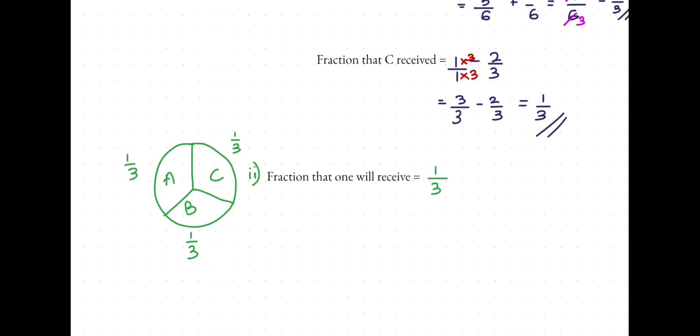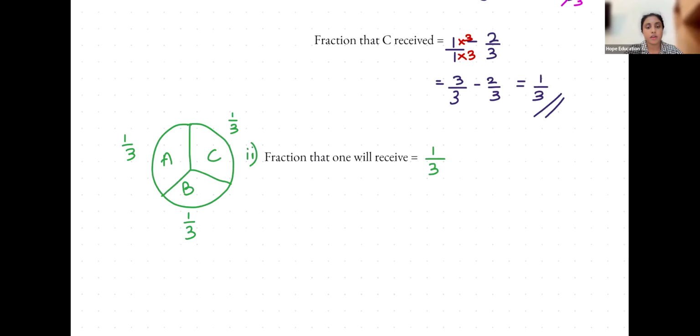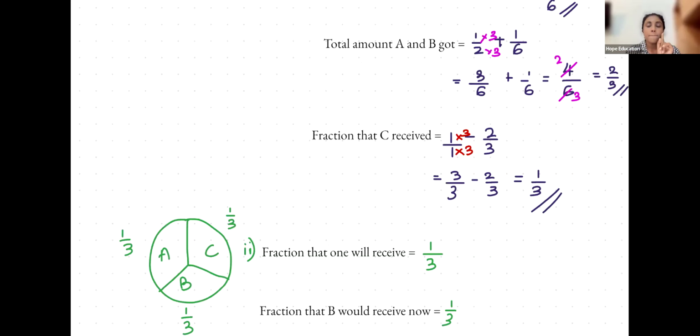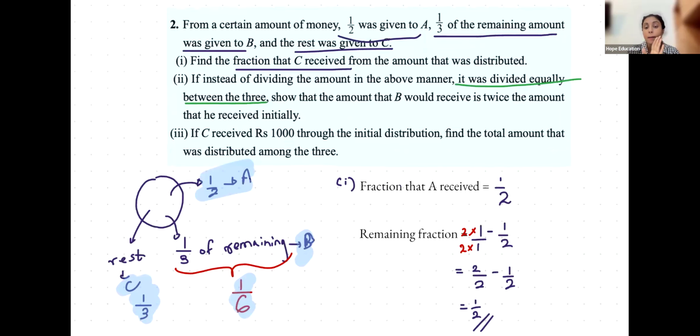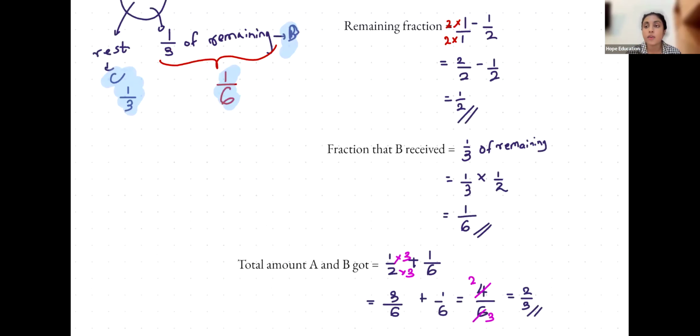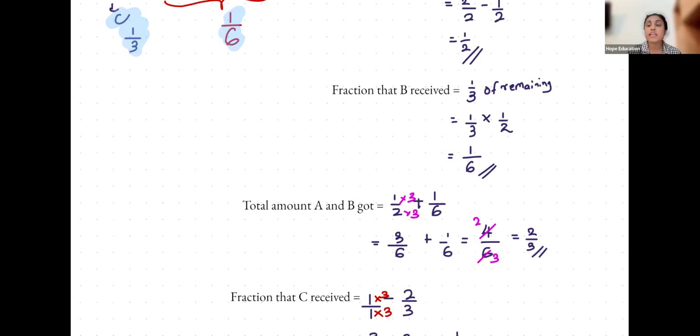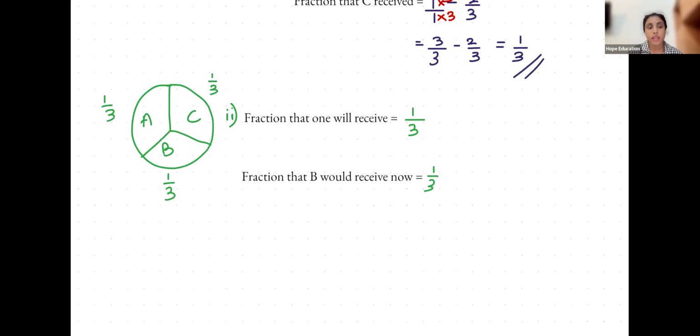Yes. Okay. Okay. Then I will write again the fraction that B would receive now. So what is the fraction that B would receive now? If one of them receives 1/3, B also would receive 1/3, right? Everyone gets an equal share. So B also would receive 1/3. Let's go back to the question. I forgot the question. If equally divided, show that the amount that B would receive is twice the amount that he received initially. Initially, children, B got 1/6. Then we have to show that B got twice that. Now let's see.